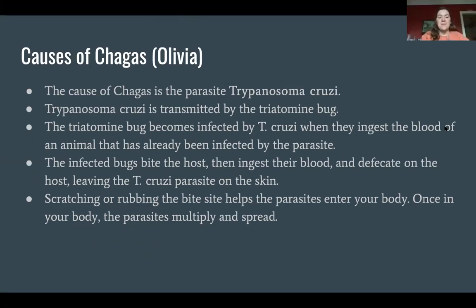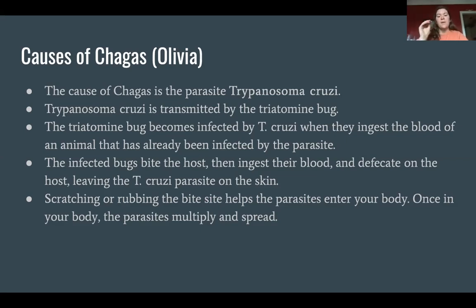Okay, so some causes of Chagas disease. Like Anna said, the cause of Chagas disease is the parasite Trypanosoma cruzi, which is transmitted by the triatomine bug. The way this bug gets the parasite is it will bite an animal that has been infected and ingest blood, kind of like a mosquito, sort of like how mosquitoes spread malaria or Zika virus.